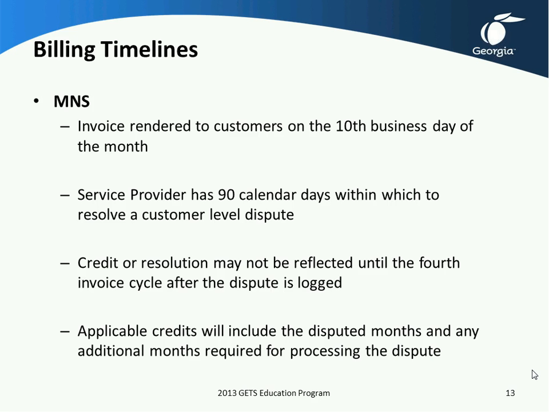On the M&S side, again, a couple of differences. Invoice rendered to customers on the 10th business day of the month. The service provider has up to 90 days within which to resolve the customer-level disputes. Credit or resolution may not be reflected until the 4th invoice cycle, again, 90 days, right? And applicable credits will include the disputed months and any additional months required for processing.